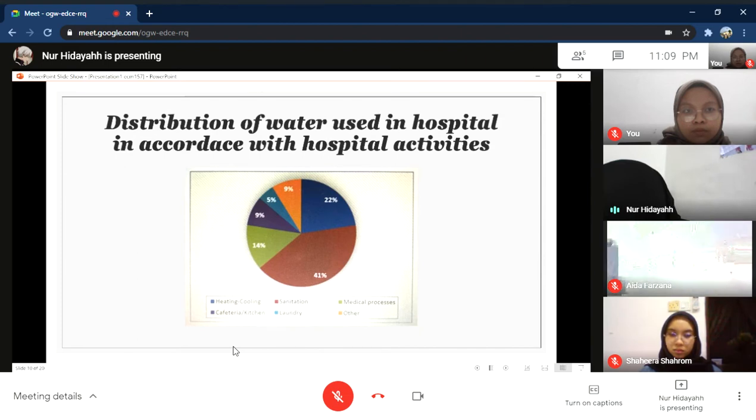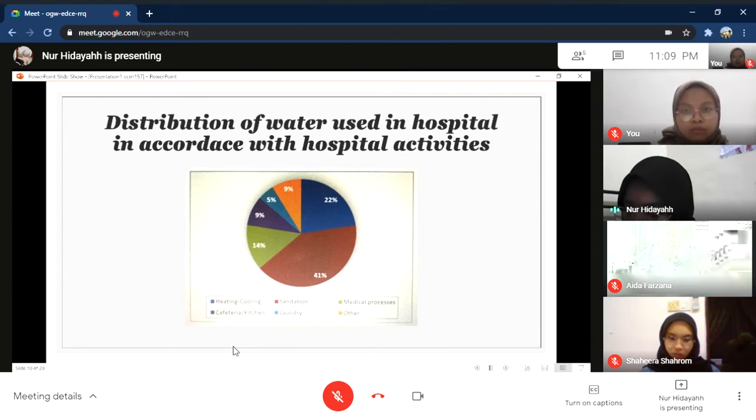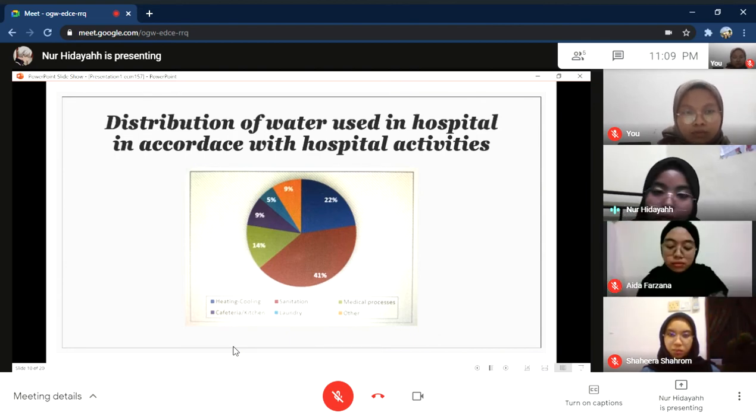Varies approximately between 156 and 697. Distribution of water consumption in such a hospital in accordance with the respective activity is presented in the figure. So, how to improve hospital water and wastewater systems?